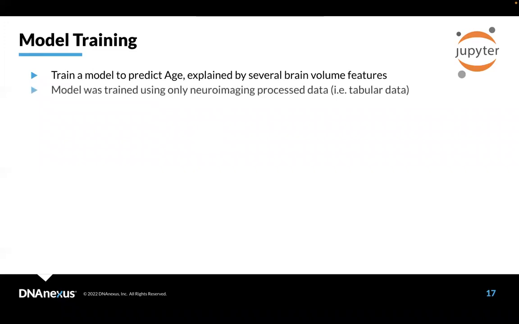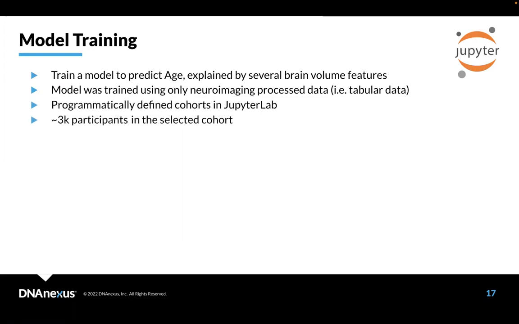As part of our machine learning experiments on the cloud, we focused on the following. We tried to train a model to predict age, explained by several brain volume features. Our model was trained using only neuroimaging processed data. This data was in a tabular form. We programmatically defined cohorts in JupyterLab. We focused on 3K participants in the selected cohort.